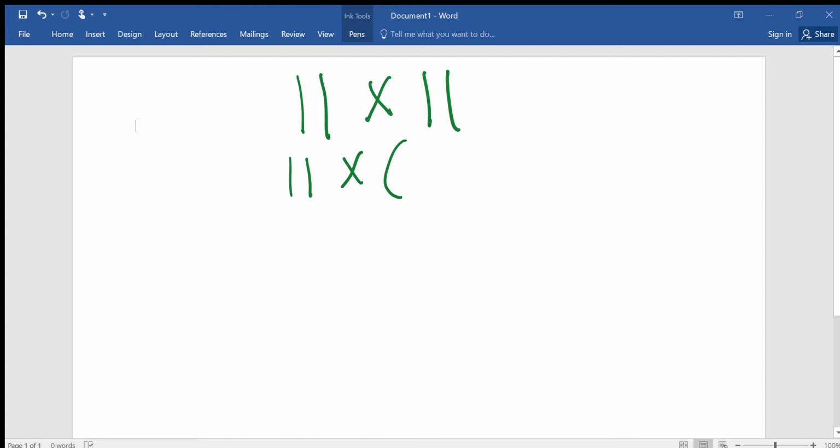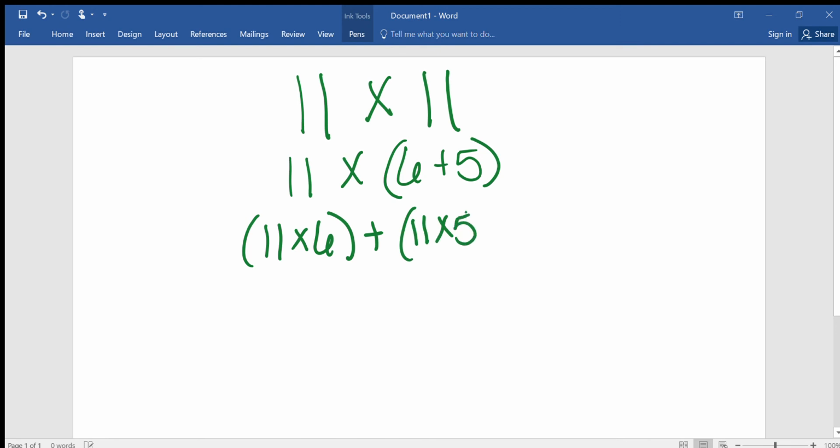Last time we did, no, we didn't break it down. We broke the 9 down last time. Okay, so 11. What do you want to break it down to? There's 9 and 2. There's 8 and 3, 7 and 4, 6 and 5. Let's do 6 and 5. All right. So 6 plus 5. So now I have 11 times 6 plus 11 times 5.